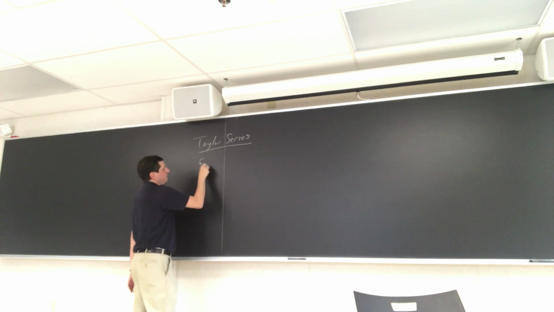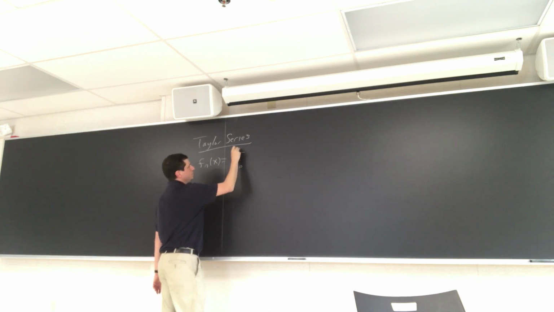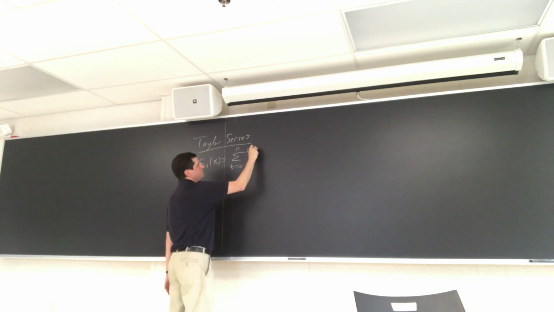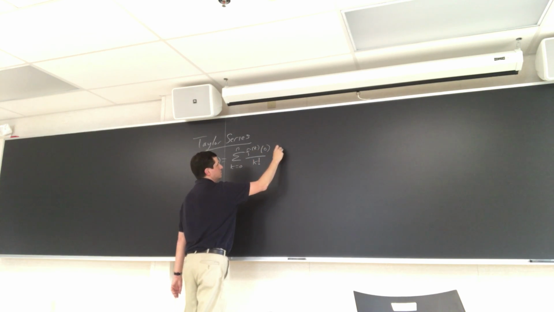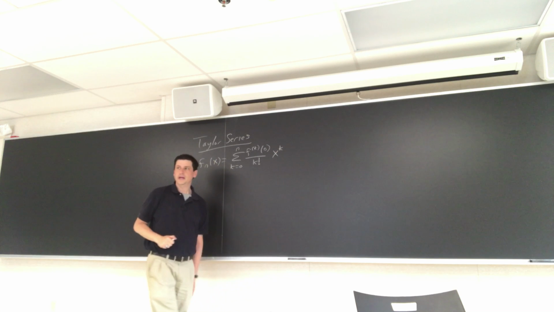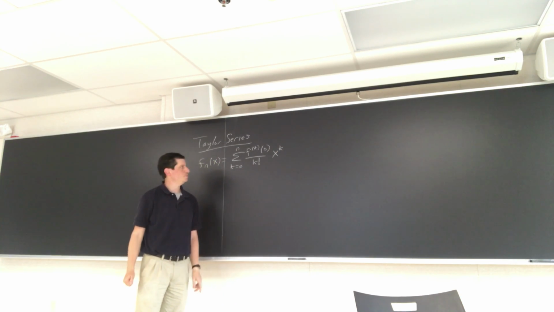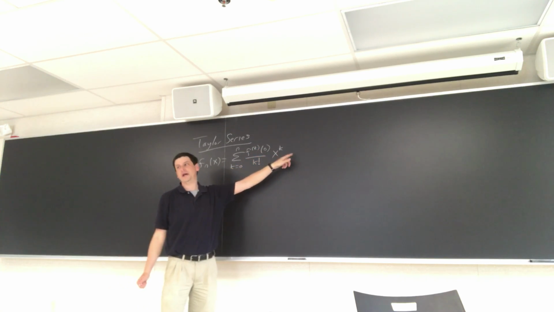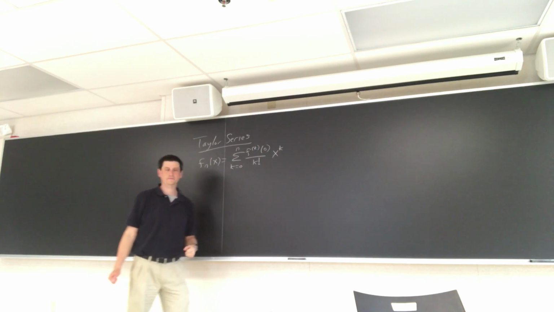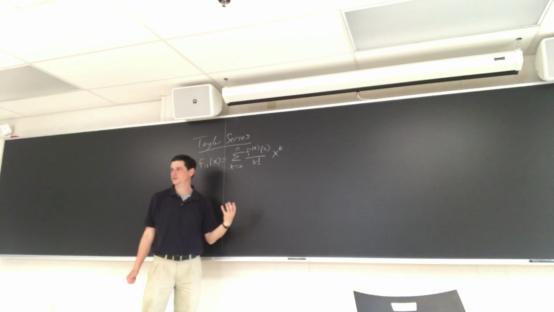So a Taylor series, we'll say maybe f_n of x would be the sum, k goes from 0 to n, of the kth derivative at 0 divided by k factorial times x to the k. And this is the Taylor series about the point 0. If I wanted to be about the point a, I would have the derivative at a, and then I would have (x minus a) to the k. This will be a Taylor series of degree n, because n is the highest term.